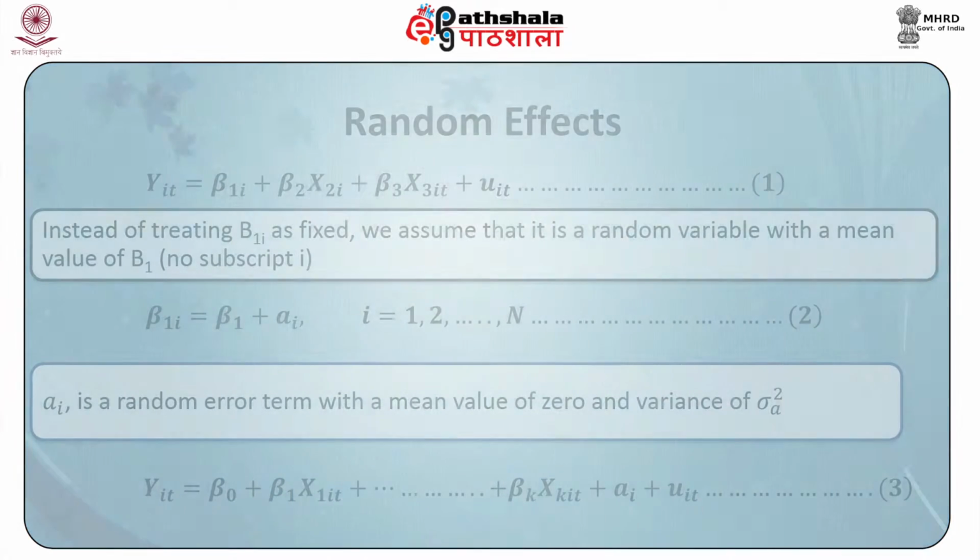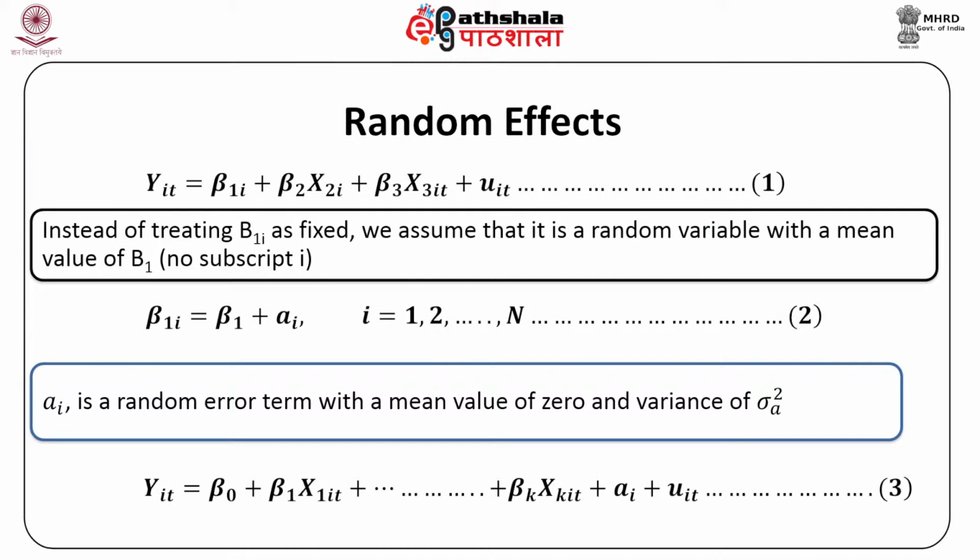Random effects. Let the model be Y_it = beta_1i + beta_2 x_2i + beta_3 x_3i + mu_it. In this equation, instead of treating beta_1i as fixed, we assume that it is a random variable with a mean value of beta_1, no subscript i, and the intercept value for an individual company can be expressed as beta_1i = beta_1 + a_i, i being 1 to n. Here a_i is a random error term with a mean value of 0 and a variance of sigma squared a.